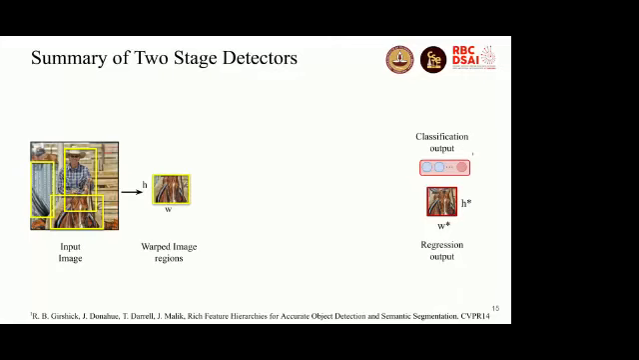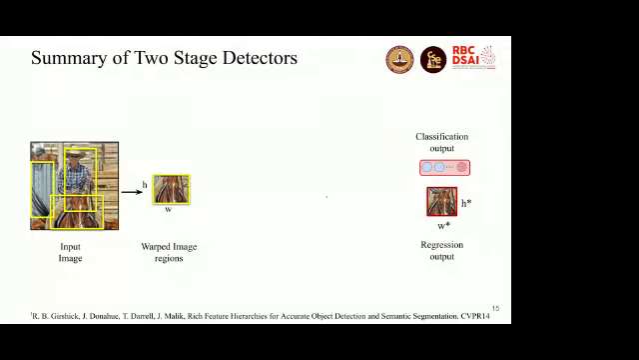So you need to solve a classification problem as well as a regression problem, right? So that's what a 2-stage detector does. It has first a region proposal stage, which is brute force or some heuristic based method, or it could also be a network actually. And the second stage is where you do this classification and regression.